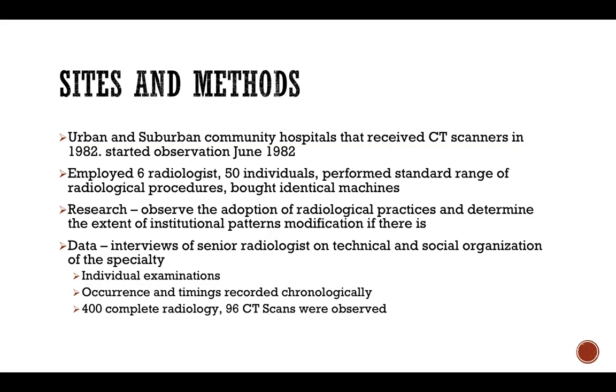So the study looks into urban and suburban community hospitals that received CT scanners in 1982, and the observation started around June 1982. Each of the hospitals employed 6 radiologists and 50 individuals, and they performed a standard range of radiological procedures. They bought identical machines called Technicare, and the researchers observed the adoption of radiological practices and determined the extent of institutional pattern modification, if there was any. Some of the ways they collected data were interviewing, observation of interactions, and the occurrence and timing recorded chronologically.